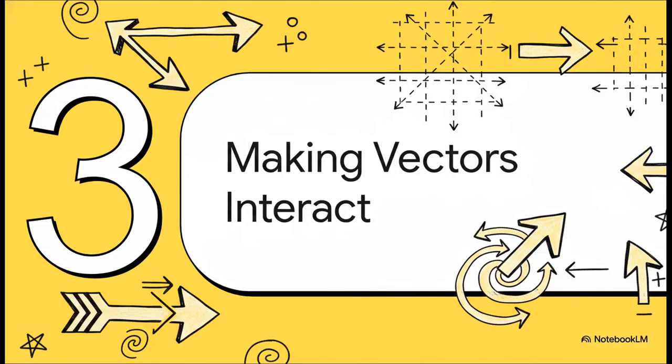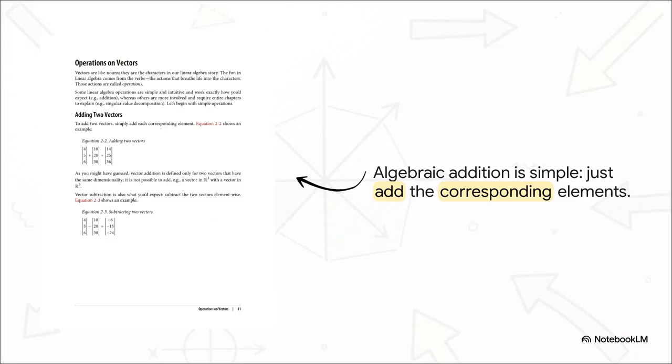All right, so we know our characters now. It's time to put them on stage and see how they interact. Let's look at the verbs of our story, the operations that really bring these vectors to life. Our first verb is addition. And algebraically, it's about as easy as it gets. You just line up your two vectors and add the matching parts. The first number with the first number, the second with the second, and so on.